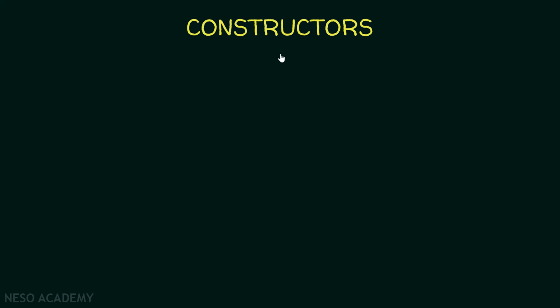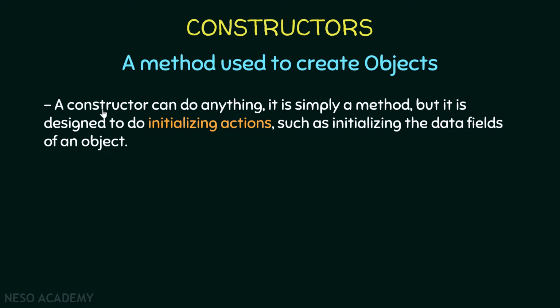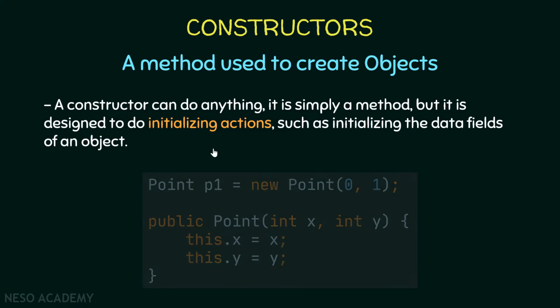So first of all, what is a constructor? A constructor is a method that is used to create objects. So let me tell you this. A constructor can do anything because it is simply a method. So you can do whatever you want inside this method. But we don't want to do anything inside a constructor, because a constructor is designed to do initializing actions, such as initializing the data fields of an object.